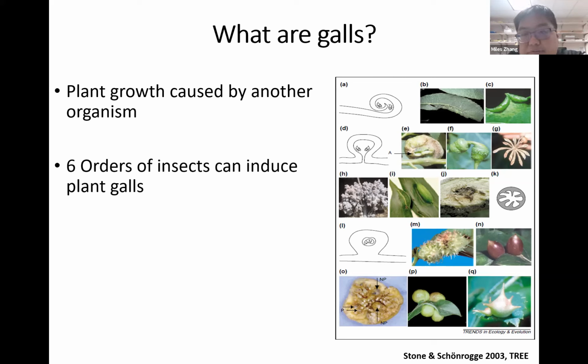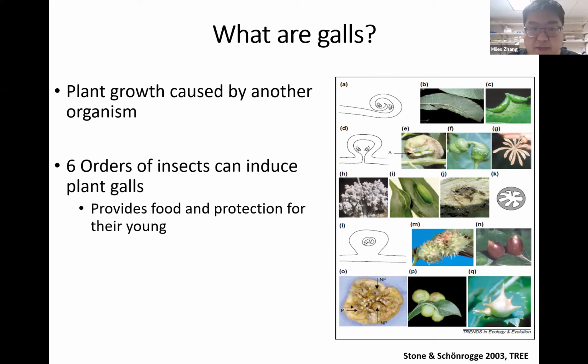And the reason for this diversity is because 6 different orders of insects can make plant galls. Right, so these are Diptera, Hymenoptera, Hemiptera, Coleoptera, Thysanoptera, and Lepidoptera. So there's a lot of insects that have converged on this type of feeding behavior. And the reason for that is because it provides food and protection for their young.